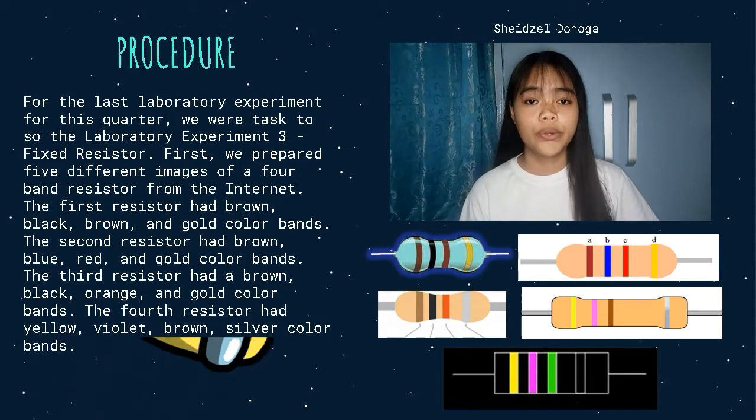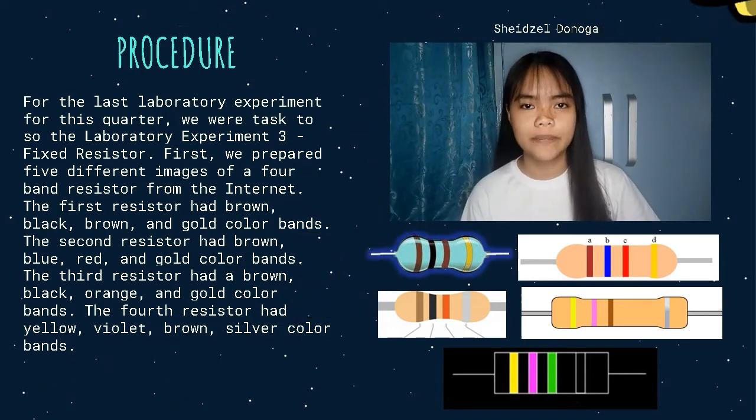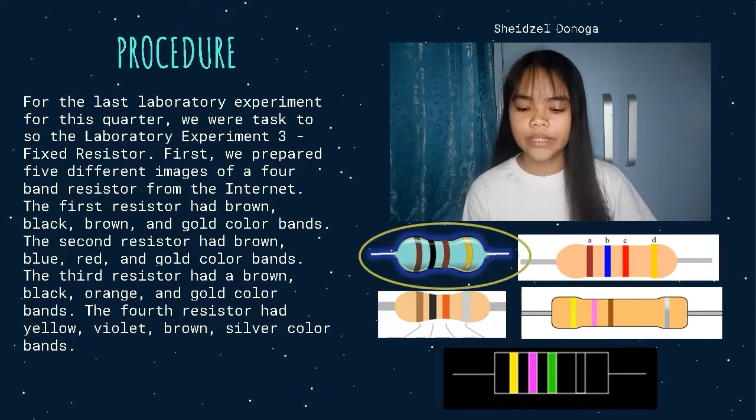Procedure. For the last laboratory experiment this quarter, we were tasked to do laboratory experiment 3, fixed resistor. First, we prepared 5 different images of a 4-band resistor from the internet. The first resistor had brown, black, brown, and gold color bands.